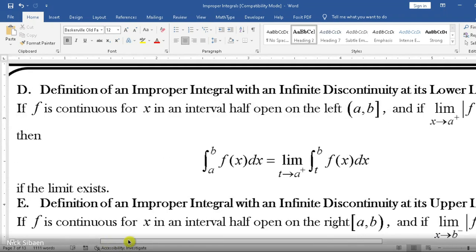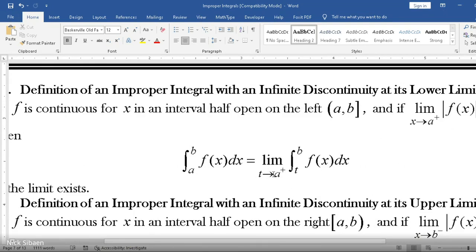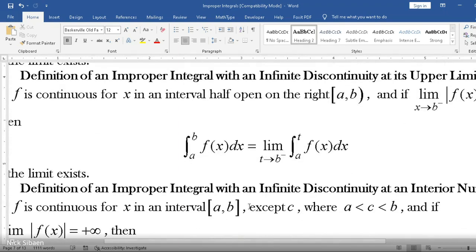The infinite discontinuity at its lower limit. So this is still a limit function. It's a limit expression, pero one-sided limit na ito. If you notice, this is read as limit of f of x dx from t to b as t approaches a from the right. This is a one-sided limit. Dito, sa upper limit lang. So b from the left naman ito.